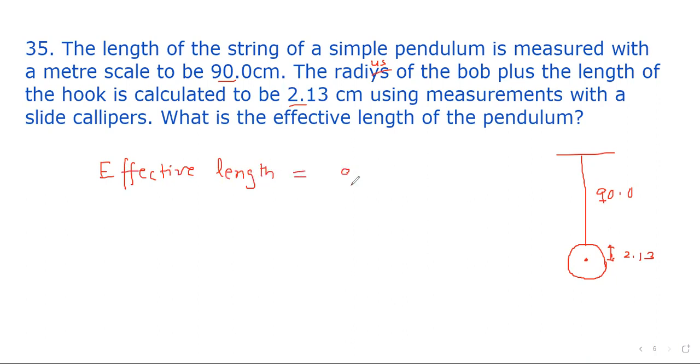So effective length is equal to 90.0 plus 2.13. So this will become 92.13. Now we have to round it up to 3 significant digits. So the answer will be 92.1 centimeter. And that is our answer.